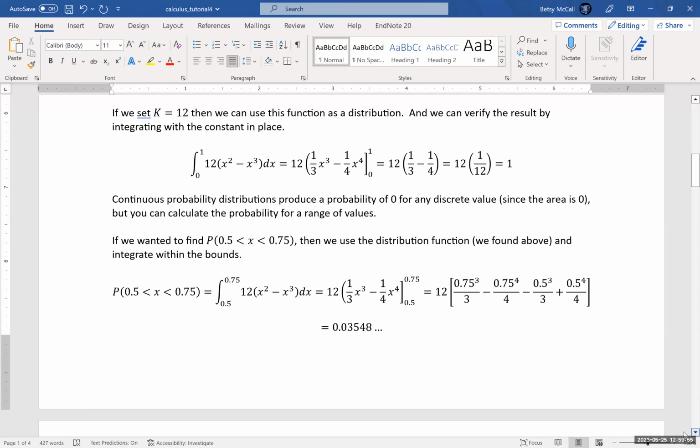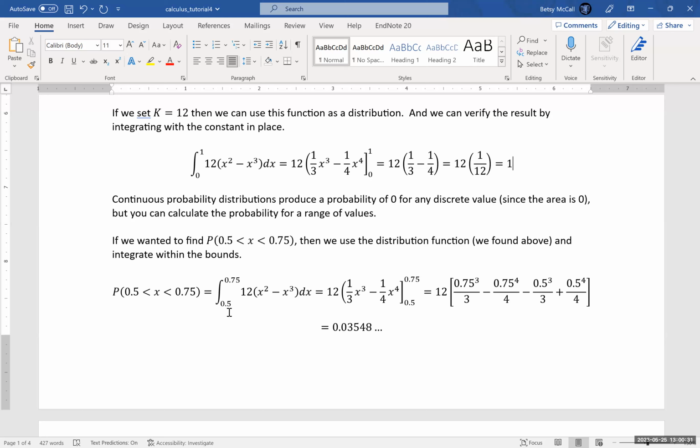All right, now once we have our probability distribution function and we verified that it is a valid probability distribution, we can then use it to calculate probabilities in that region where it's defined. So I've defined my function on the interval 0 to 1, and so I can find probabilities that represent values, let's say, anywhere on that interval. So if I wanted the probability of being between 1/2 and 3/4, then I can use the distribution and I would simply integrate between those two values.